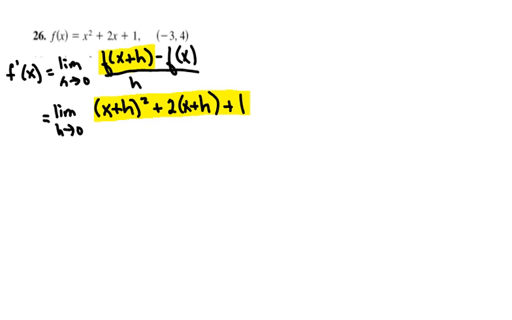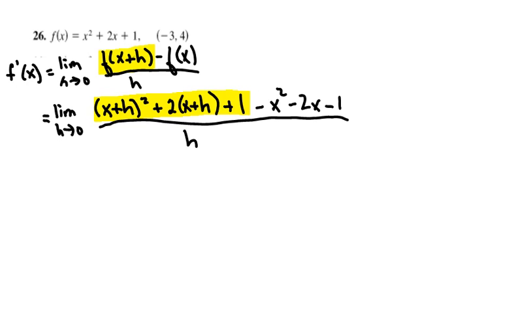And I'm going to take care of the minus sign at the very beginning. And so we have negative x squared minus 2x minus 1. And that's the negative f of x. Okay? So now we're ready to expand that out and work on the problem.